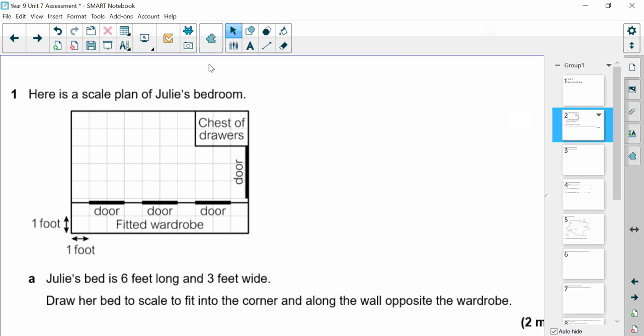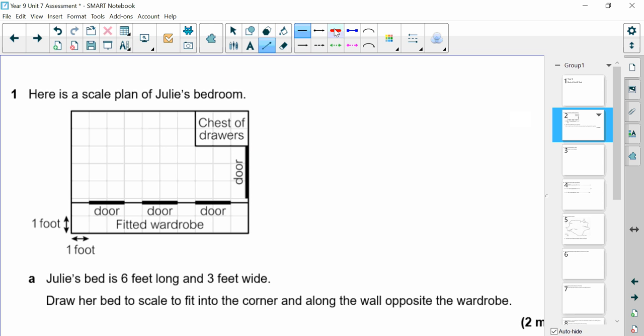So to start with, here is a scale plan of Julie's bedroom, where you can see the scale: 1 foot square is basically one of these little squares. So every square is worth a foot. And you can see you've got a chest of drawers, you've got a door, you've got the doors to a wardrobe on the wall. Julie's bed is 6 feet long and 3 feet wide. Draw her bed to scale to fit in the corner along the wall opposite the wardrobe.